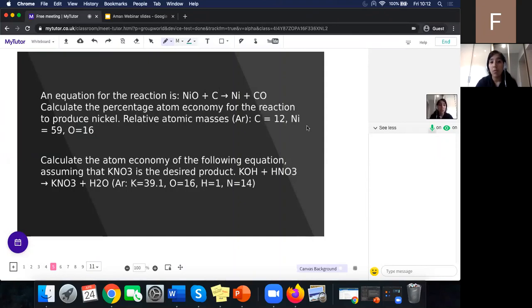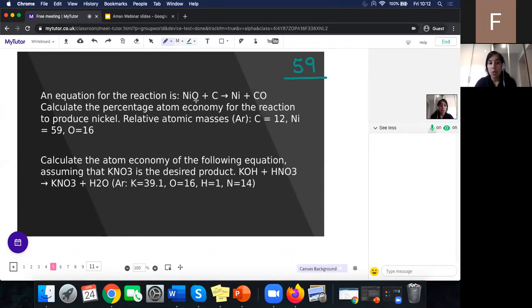So that's nice and helpful. If we have a look at the atomic mass of nickel, it's 59. Check it's balanced. NiO plus C, NiO plus C, so it's all balanced. That means the atom economy will be 59 on the top, which is the Ar of the desired product. Then we divide it by the Mr of the reactants.